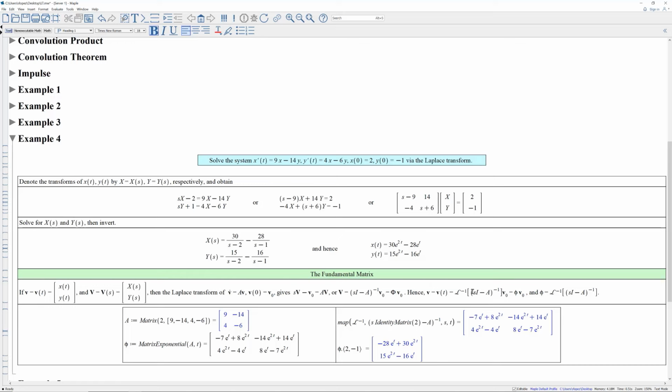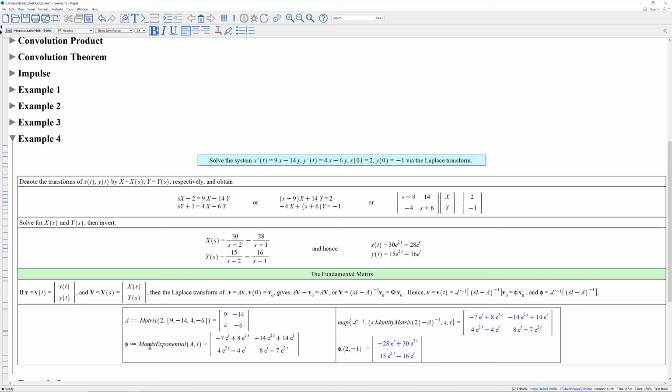Take the Laplace inverse, multiply the initial vector. That's equivalent to the statement: the fundamental matrix times the initial vector gives you the solution. So here you have a recipe for the fundamental matrix: the inverse of (SI minus A) inverse. And here it is done in Maple.